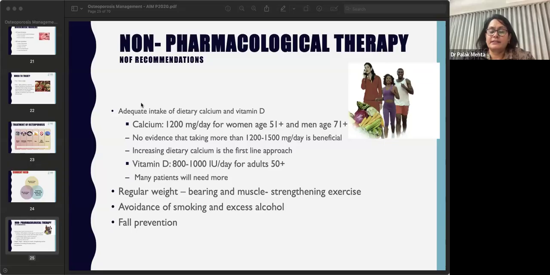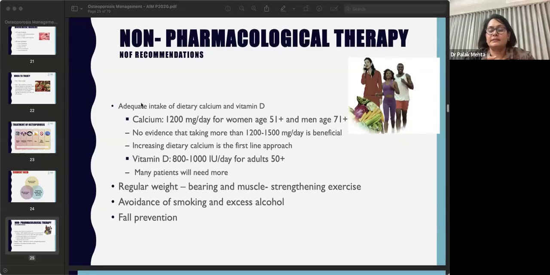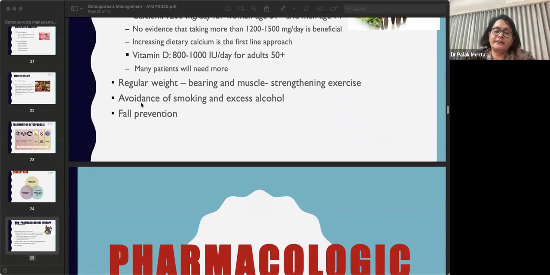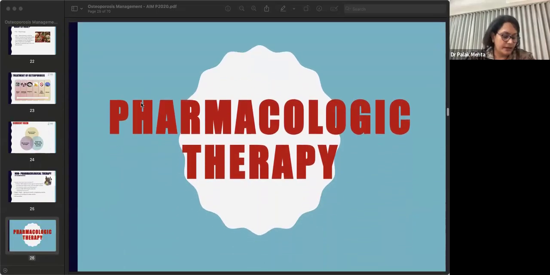Regular weight bearing exercise and muscle strengthening exercise, particularly walking, doing Surya Namaskar, and some low impact exercise in the form of yoga, are also always helpful to the patient. Of course, avoid smoking and excessive alcohol, and prevent falls. So these are some basic dietary and lifestyle modifications. Coming to the pharmacological therapy.